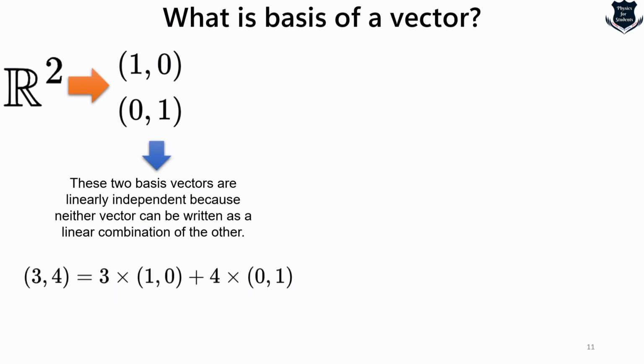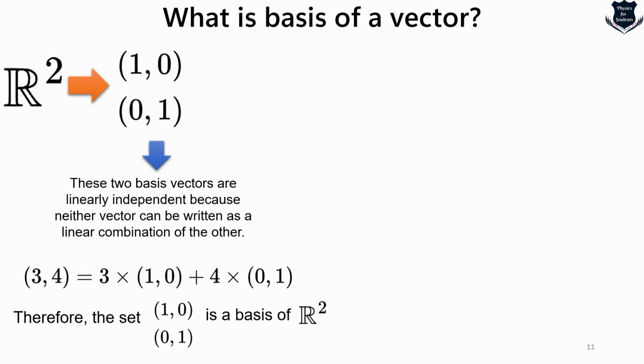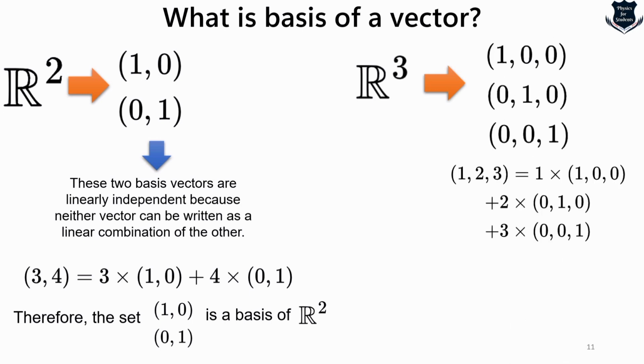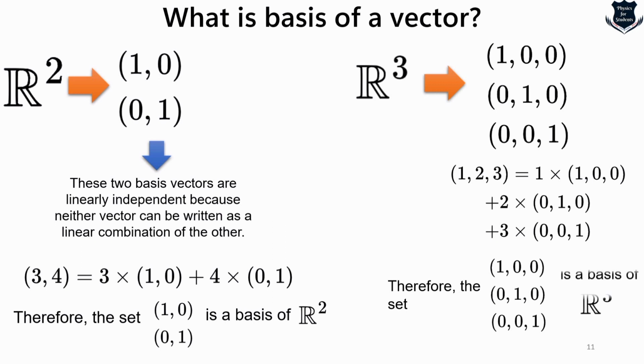So (3, 4) can be only 3 multiplied by (1, 0) plus 4 multiplied by (0, 1). Therefore, what we can say is (1, 0) and (0, 1) is obviously a basis of R2, because this cannot be combined with any other combination. Similarly, in R3, what we see is (1, 0, 0), (0, 1, 0), (0, 0, 1). If we take (1, 2, 3), then 1 multiplied by this, 2 multiplied by this, and 3 multiplied by this. Therefore these sets can be obviously called a basis of R3.